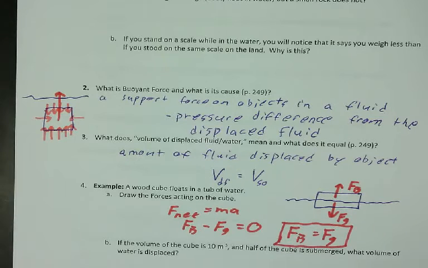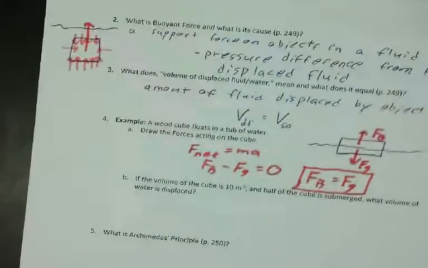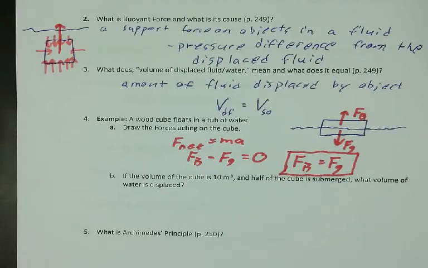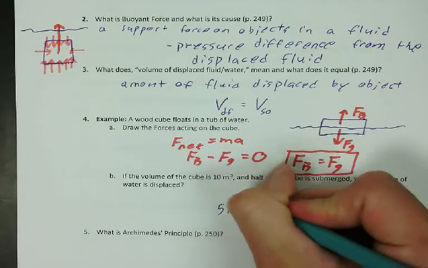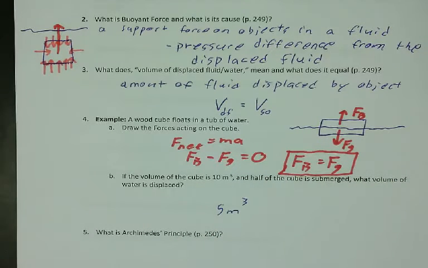So if the volume of the object is 10 cubic meters and half of it is submerged, what's the volume of the displaced fluid? The volume of the submerged object equals the volume of the displaced fluid. So if half of the 10 cubic meters is submerged, then we would displace half of that amount. So there you go, 5 cubic meters.